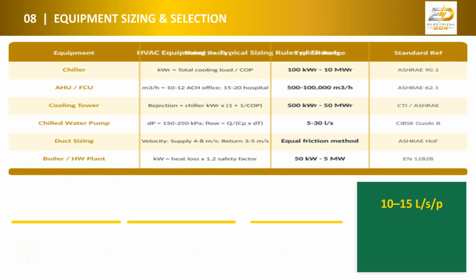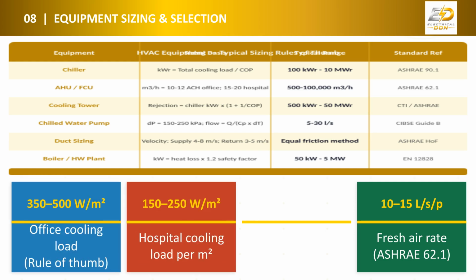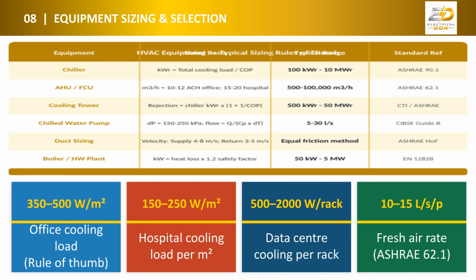Selecting and sizing equipment is based on cooling load, efficiency, and typical rules of thumb. For instance, chiller sizing is based on total cooling load over COP. AHU sizing depends on air changes per hour. Quick rules of thumb indicate typical cooling loads for offices, hospitals, and data centers, as well as required fresh air rates.